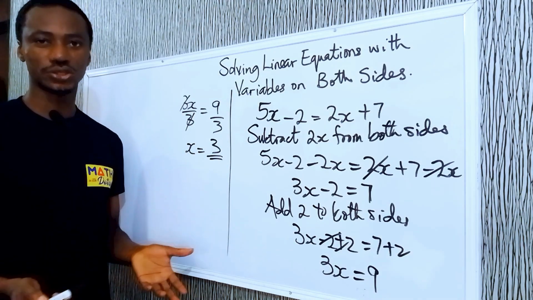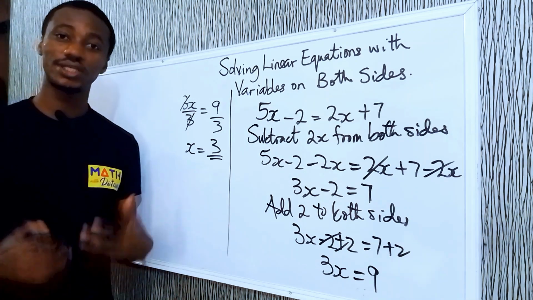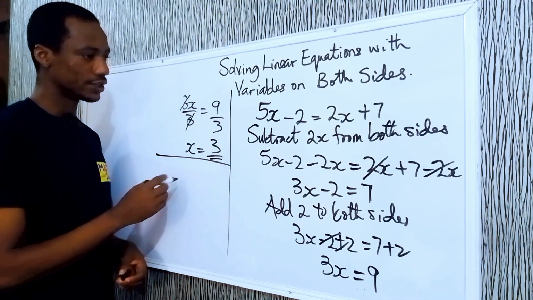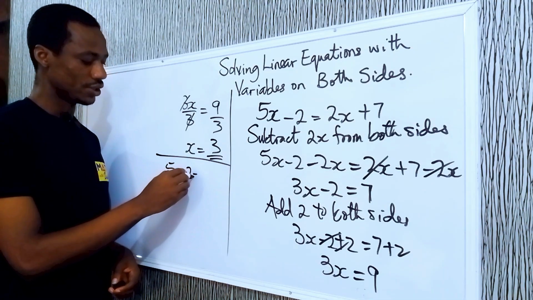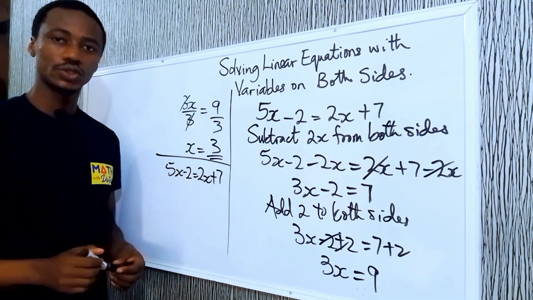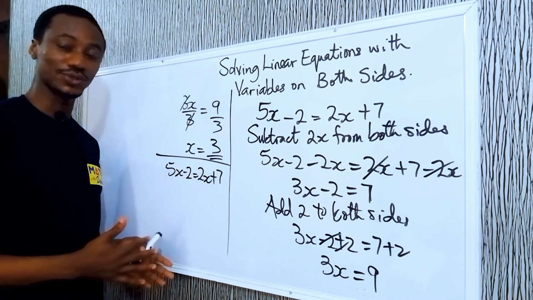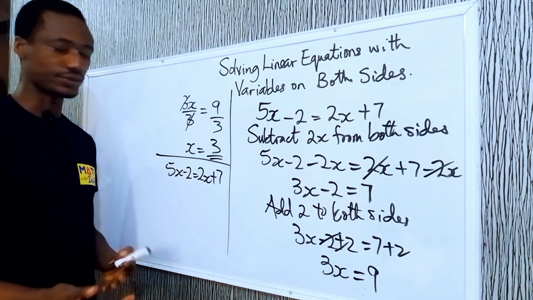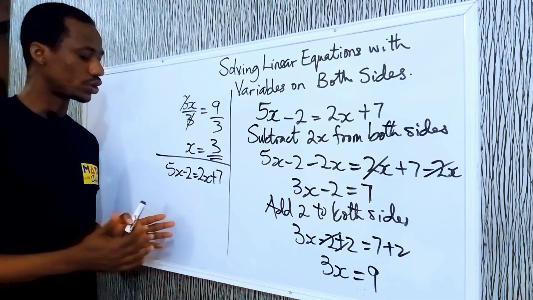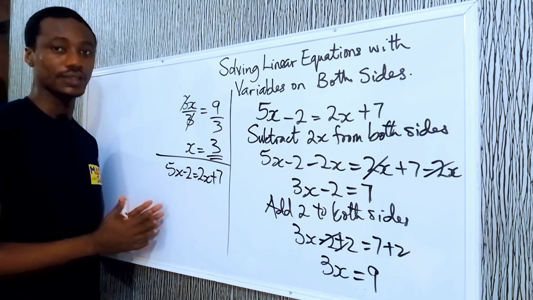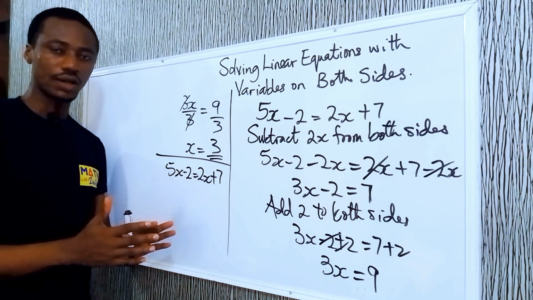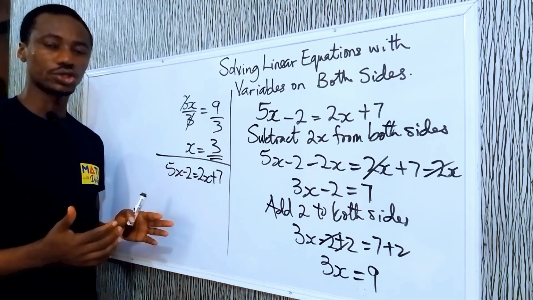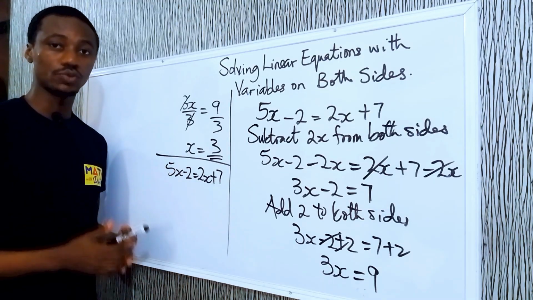Now let's go over the shortcut. The shortcut is actually collecting like terms. We already know that 5x minus 2 equals 2x plus 7. Collecting like terms means that we bring the like terms together. That was actually the same thing we achieved with the balance method. We're going to bring the variables together, and then the constants together. But using the shortcut means we're not going to subtract from both sides or add to both sides. We're just going to move the particular term we are concerned with.